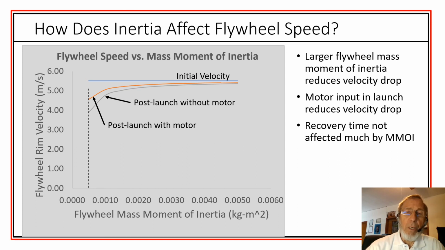The speed may drop more when mass moment of inertia is small, but it also then provides less resistance for speeding up the flywheels after the launch, so it recovers more quickly than we would expect. So it essentially has a small effect. The mass moment of inertia has a very small effect on the amount of time required to get the flywheels back up to launch speed.